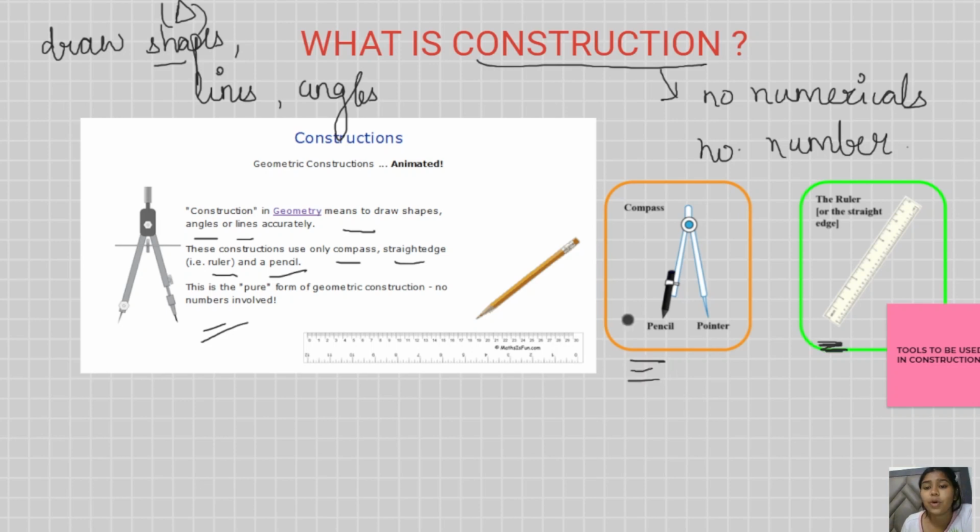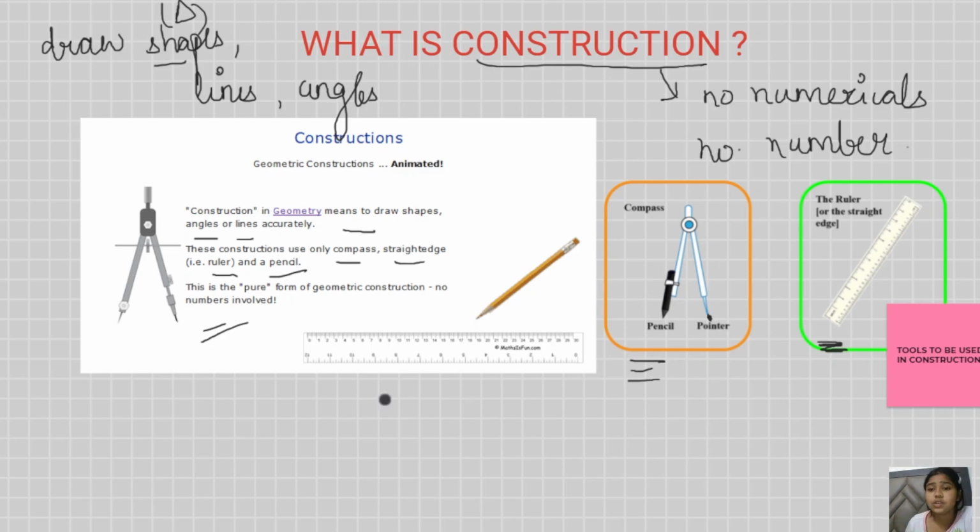I hope you people know how to use the compass. This is the pointer which you have to put from where you have to make a circle or arc. So this is basically the center of the circle. This is the other part in which the pencil is generally used. This is the scale which we generally use.